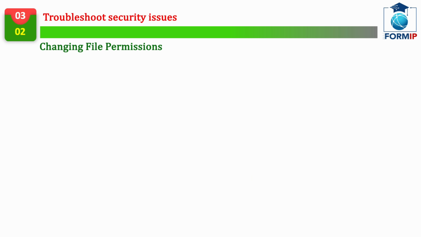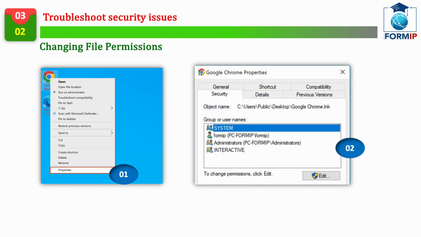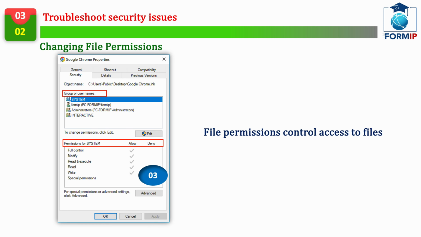To do this, you must right-click on the file and select Properties. Then, go to the Security tab, click on Edit. All you have to do is select a group or username and give it the permissions it needs.